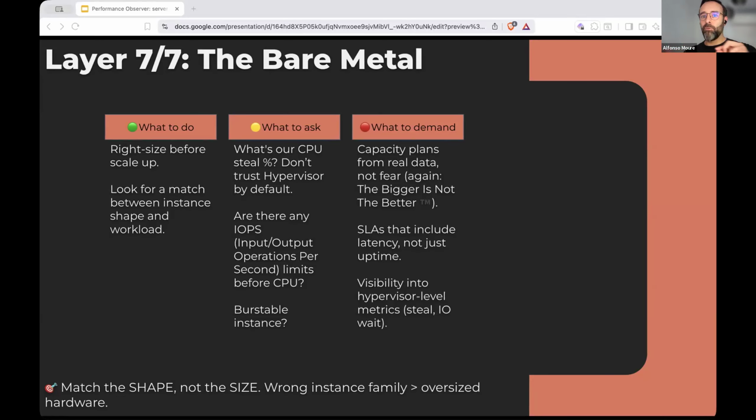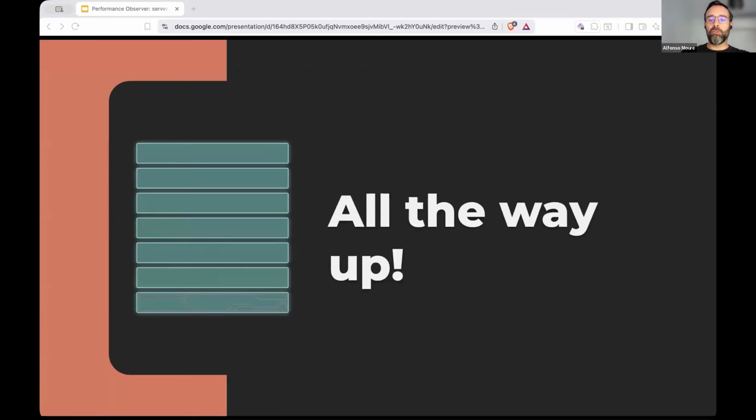Also, is your provider limiting your input and output communications? Maybe if they are doing so, your speed is going to get controlled. So that's a very important thing to check.